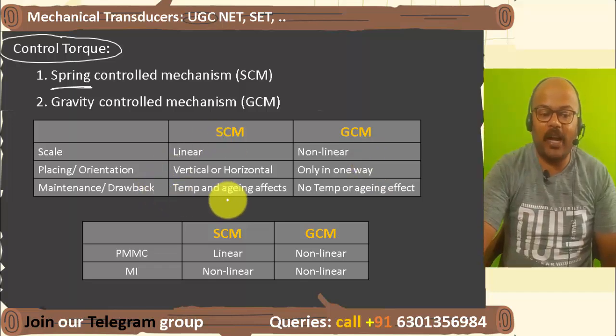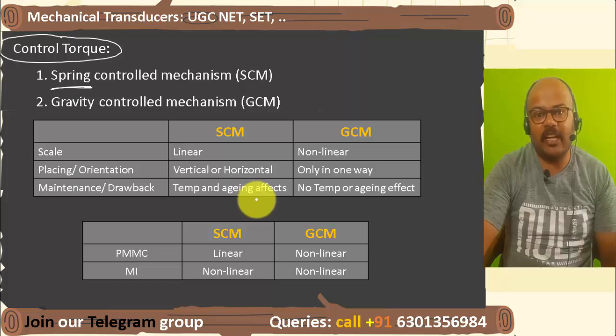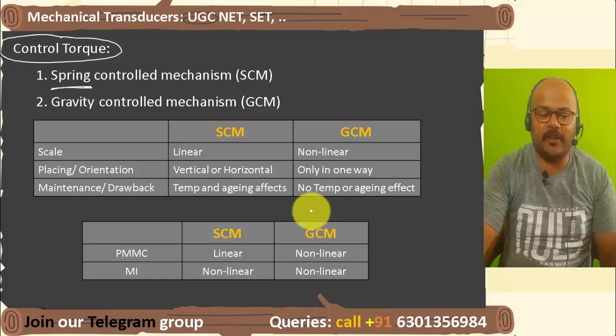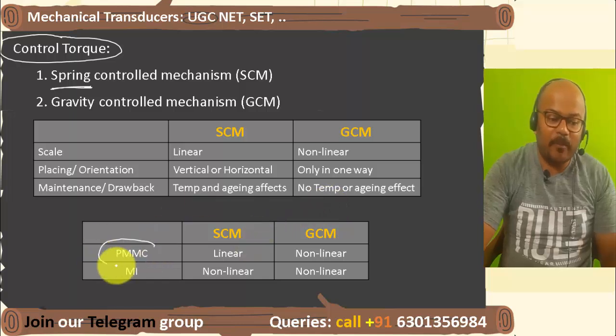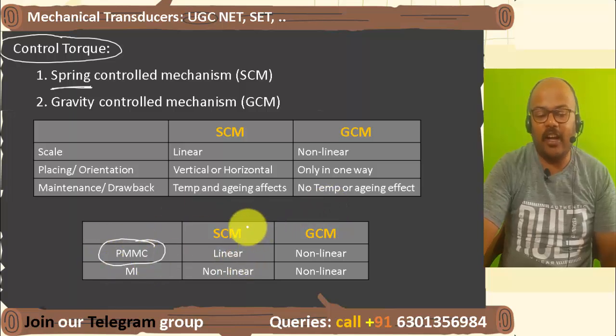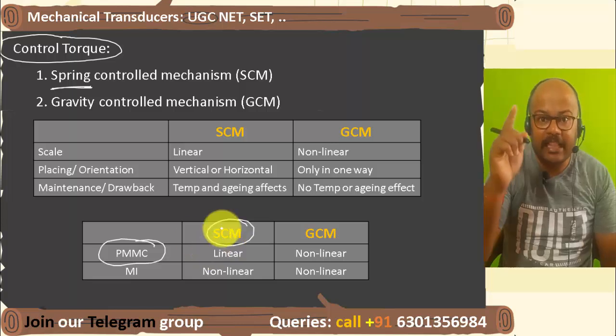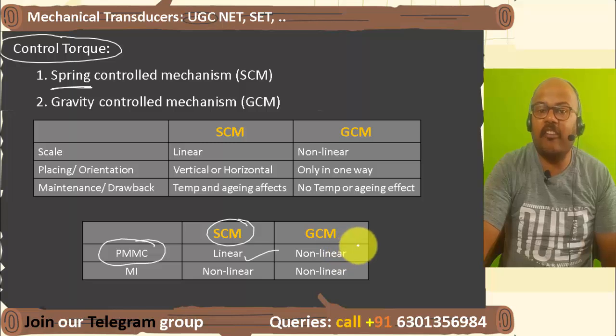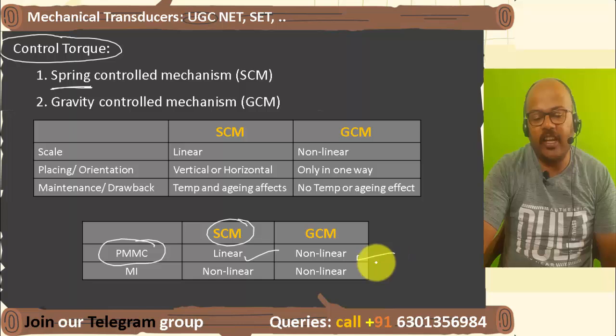As for maintenance or drawbacks, in the spring control mechanism the stiffness will reduce, and aging effects and temperature effects will also be there. But in the case of gravity control mechanism, there is nothing like that. So PMMC makes use of the spring control mechanism, and at that time the scale will be a linear scale. In the case of gravity control mechanism, and in the case of MI, the scale will be a non-linear scale.